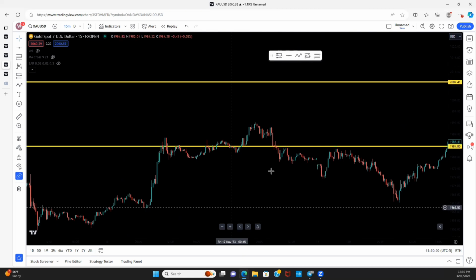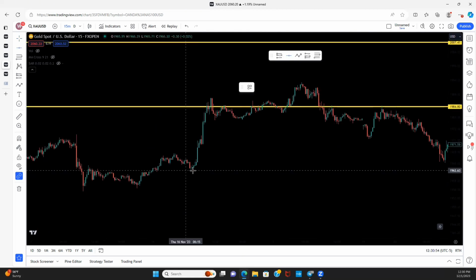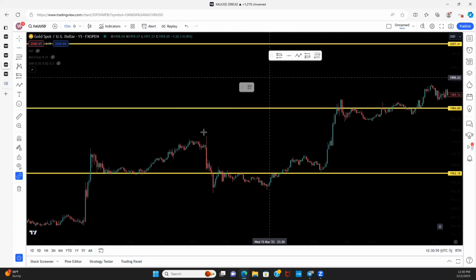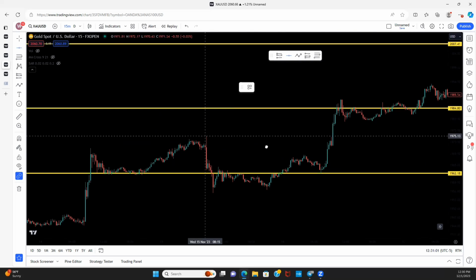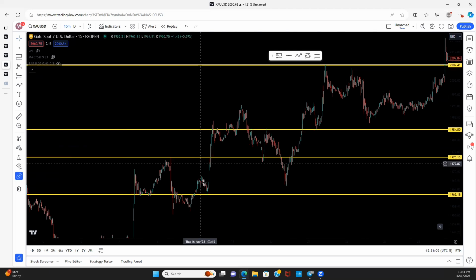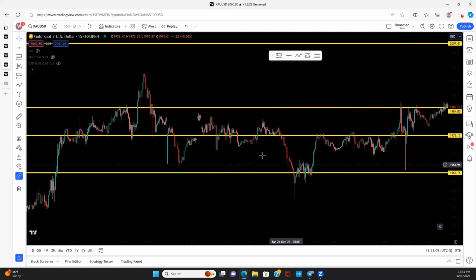Let's see what else. We see a wick right here. So we're going to mark this level off. Right, this wick right here. Then we're going to mark this wick off. And as we can see how everything is still matching up with these levels when we look to the left and to the right, how price is reacting to these levels so accurately.